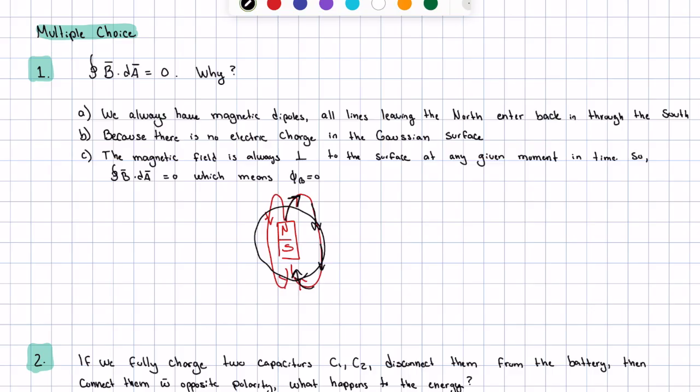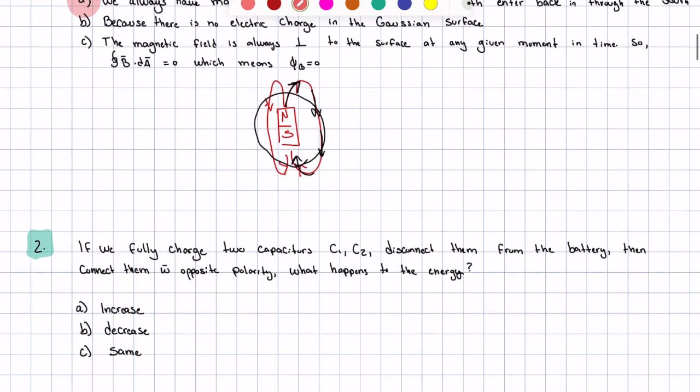So whenever we're talking about a net flux, like how many field lines are going out minus how many are going in, we're always going to have 0. So the answer is A. We always have magnetic dipoles. All lines leaving the north enter back through the south.